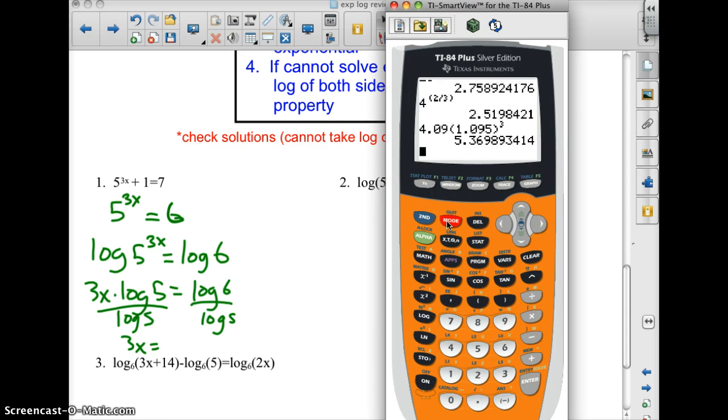There is no base button on here, right? The only thing I can do is either a log base 10 or a log base e with these, all right? So I have log of 6 divided by log of 5, okay? Make sure you close that parenthesis after the 6, because I don't want to do 6 divided by the log of 5 and then take the log of that, all right? And there we go.